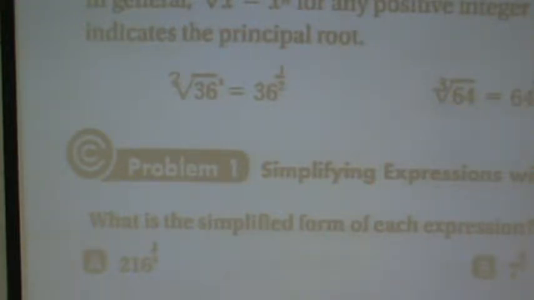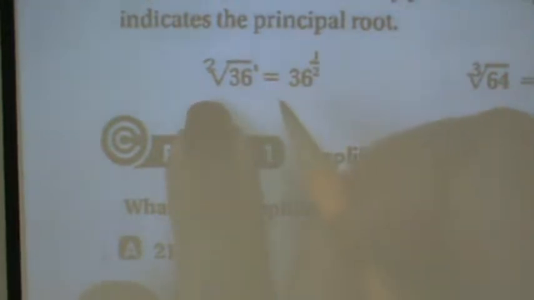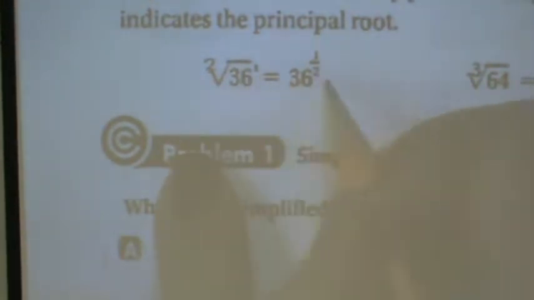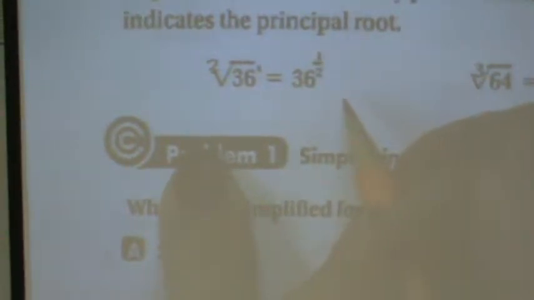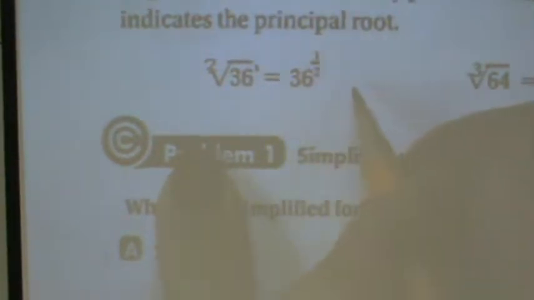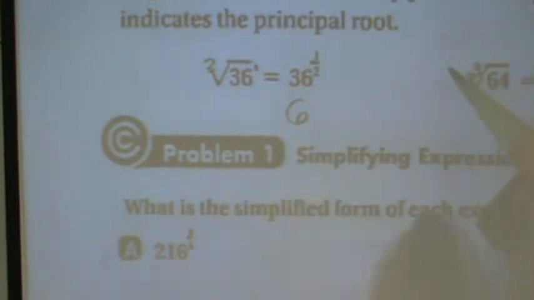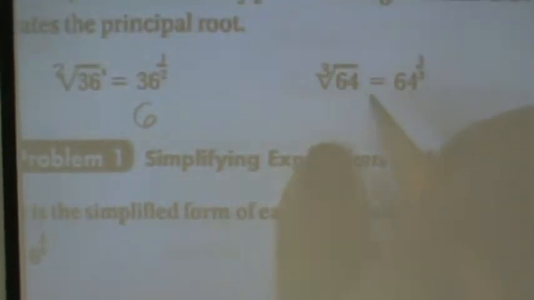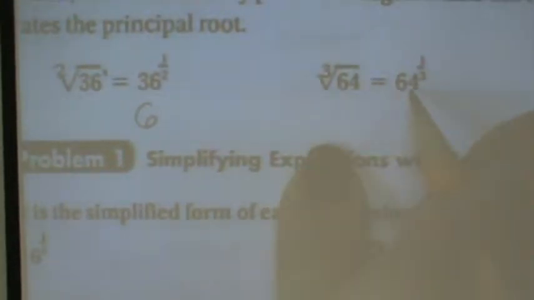You have to be able to convert from one language to the other so you can solve this. When you see the square root of 36, or 36 to the 1/2 power, it means the same thing. And what is the square root of 36? 6. Same with this one. The cube root of 64 is really 64 to the 1/3 power, and the 4th root of 16 is 16 to the 1/4 power.